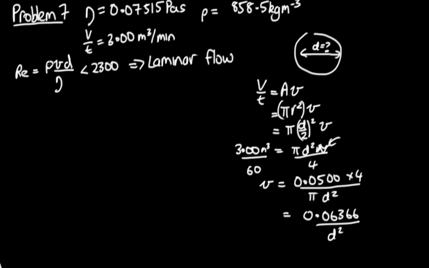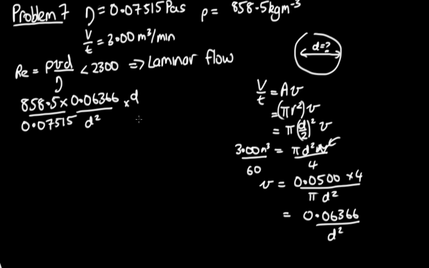So let's substitute this in. So we've got the density, 858.5, times the velocity, which is the 0.06366 over d squared, times d, over the viscosity, which is the 0.07515, has to be less than 2,300. Now this d squared will cancel with this d, so we'll end up with just 1d on the bottom.